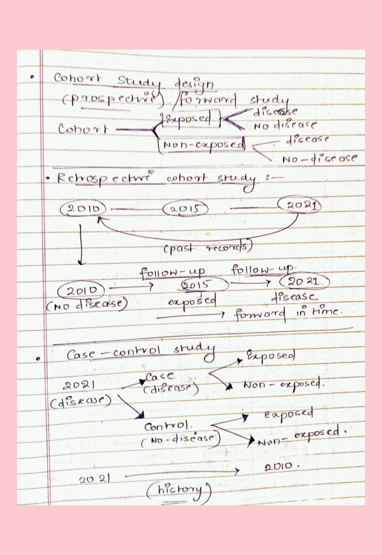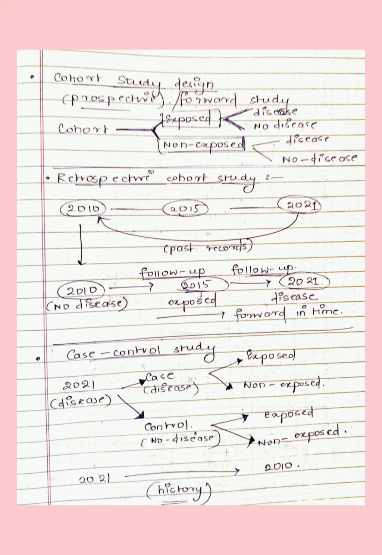And again, we divide these case and control individuals into exposed and non-exposed groups. So we find an association between the risk factor and the disease by comparing these cases and controls in this case control study. So how do we come to know about the exposure?